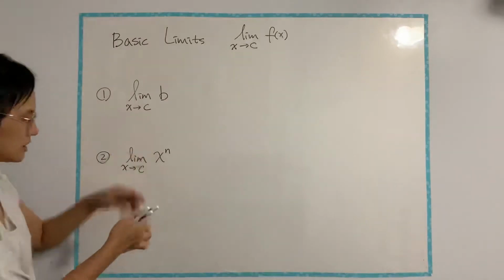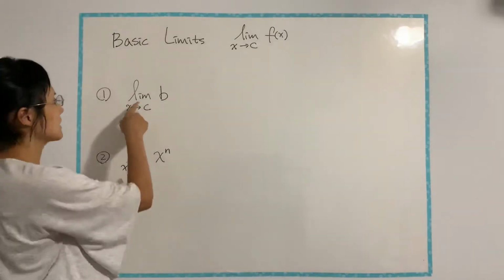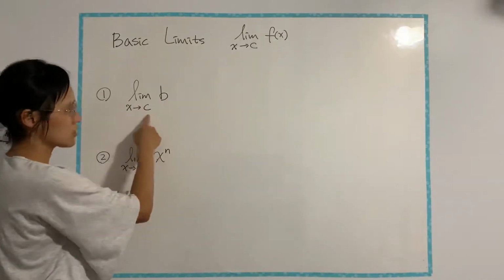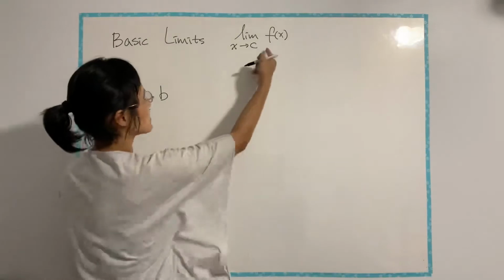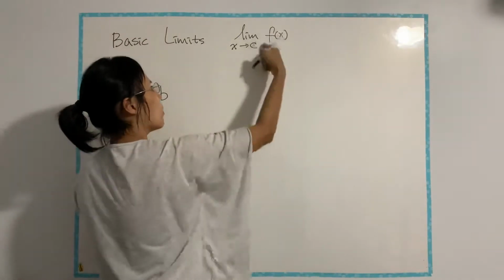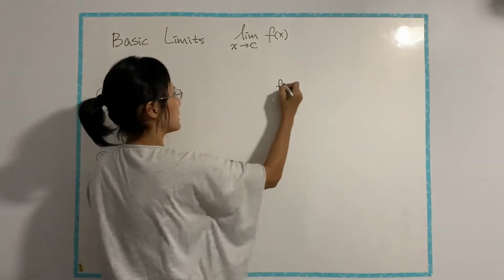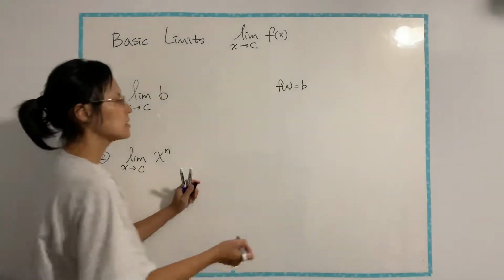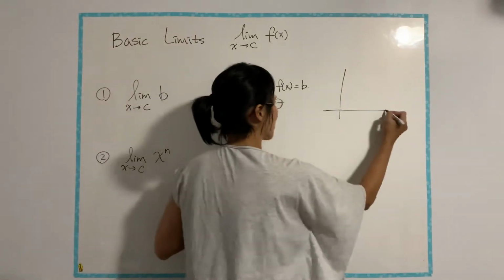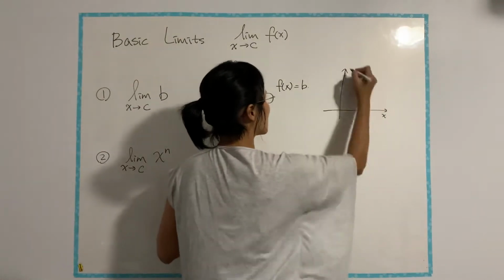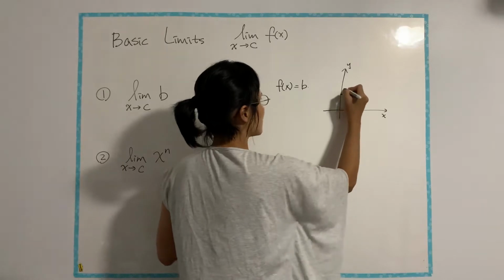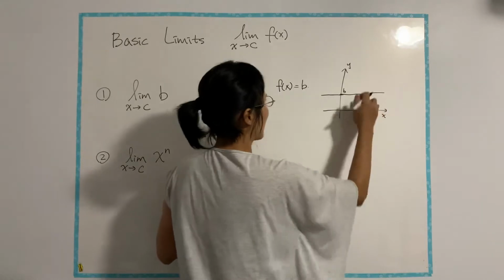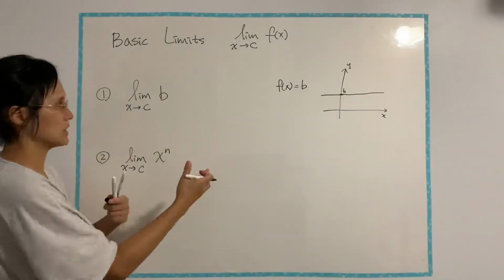In case 1 here, we have a constant function. So I say the limit of b as x approaches c. What does that mean? That means in the what part, I'm taking the limit of a constant function. And you can see that if I graph this, let's say b is this value, then for any point x, I have the same output value b, right?